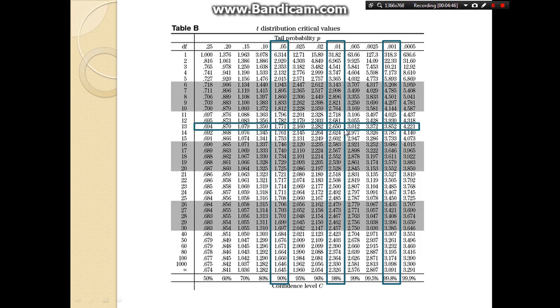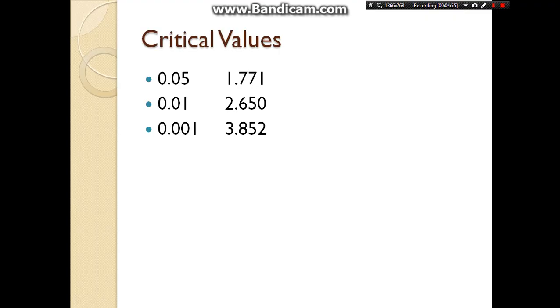Here are our 3 critical values of note. I'm skipping over the 90% one. That's kind of a weak one. Let's just do these 3. So we have alpha of 0.05 and 95% of 1.771. 99% or an alpha of 0.01 at 2.65, and an alpha of 0.001 or 99.9% at 3.852. Keeping in mind we have a t of negative 2.95.